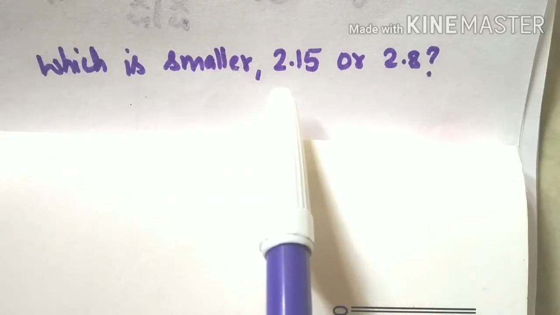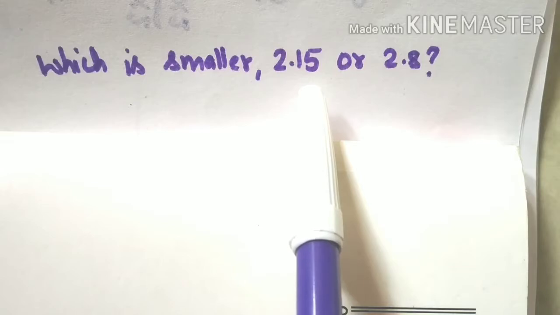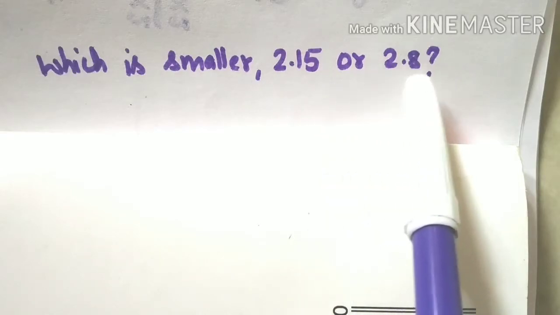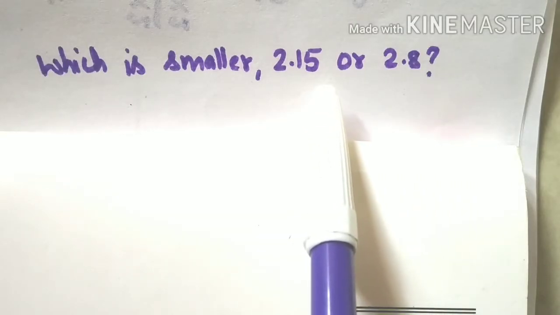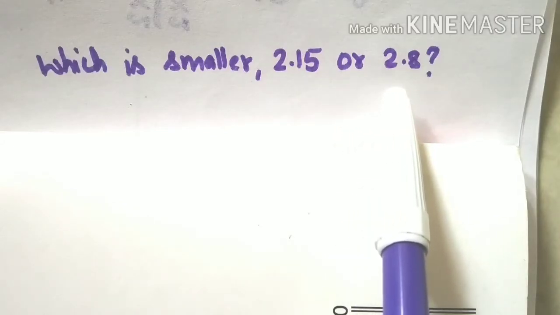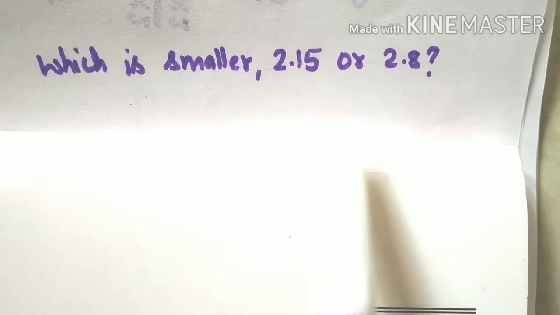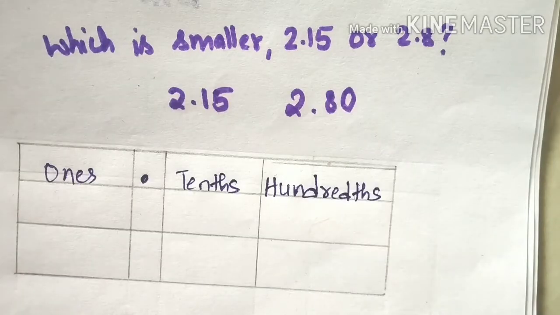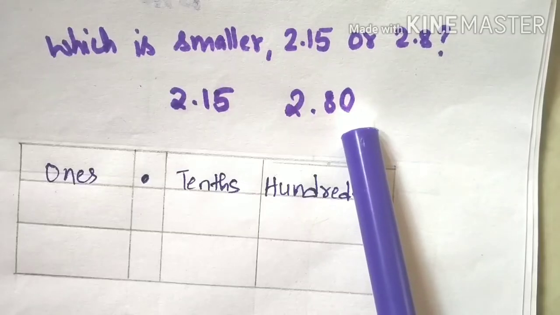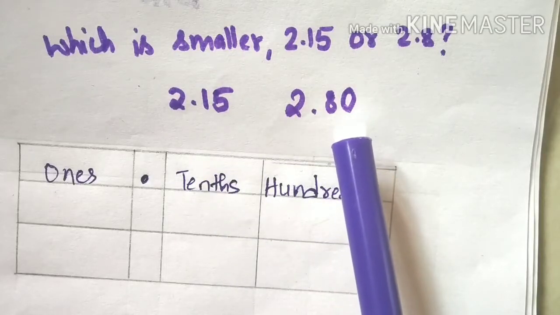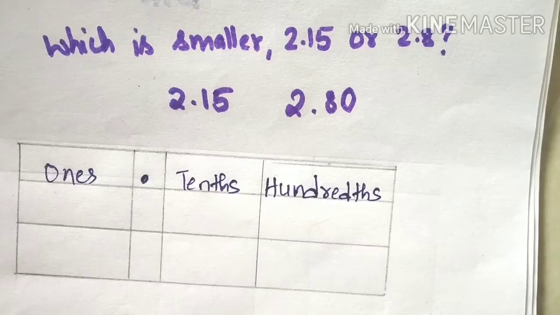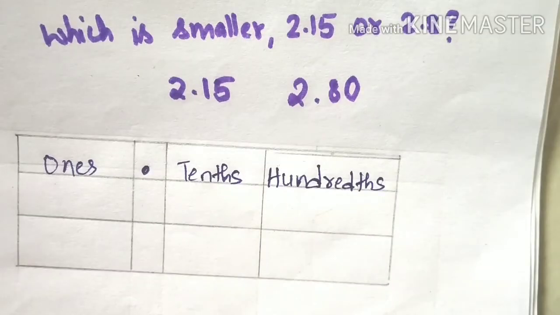Students, the decimal number 2.15 has two decimal places and the decimal number 2.8 has one decimal place. That means these two decimal numbers are unlike decimals. So, in order to compare them, we have to first change them into like decimals. So students, in order to make the decimals like decimals, I added a 0 here. Now the decimals have the same number of decimal places. So now they are like decimals. And now it will be easy for us to compare them because the decimals are like decimals.